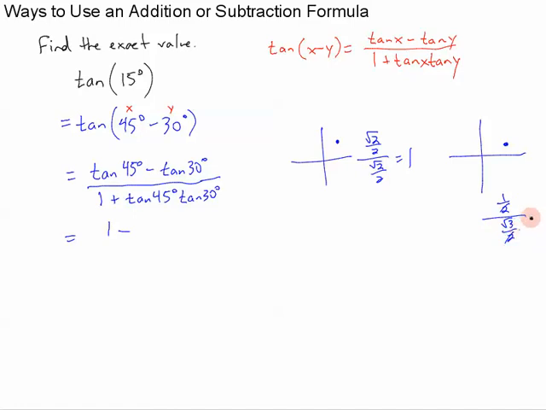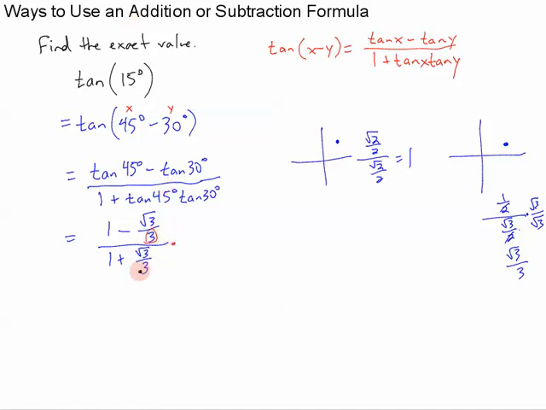I can rationalize this now by multiplying top and bottom by square root of 3. So I get square root of 3 on top, and on bottom square root of 3 times square root of 3 is 3. So I've got 1 minus the square root of 3 over 3 on top, and on bottom I get 1 plus, again the tangent of 45 is 1, times the tangent of 30 is square root of 3 over 3. And now we'll simplify this expression.